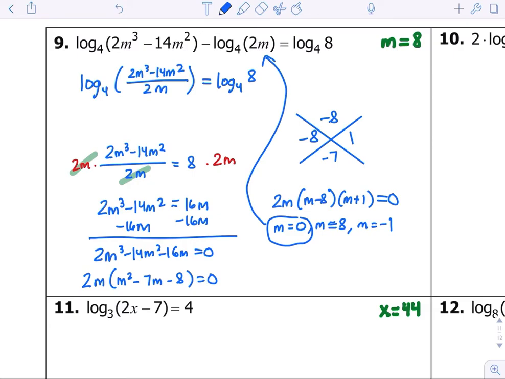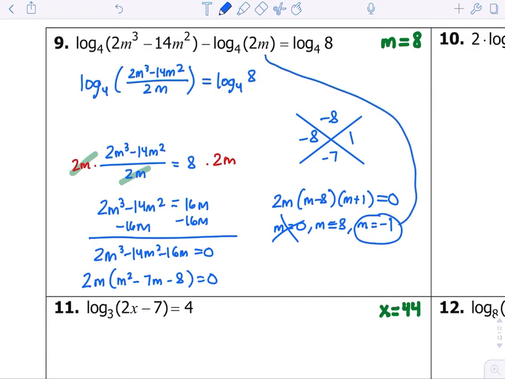You cannot have a 0 or a negative inside the parentheses for log. So this is not going to be an answer. If you plug in this one for this m, you're going to get 2 times negative 1, which is negative 2. So log base 4 of a negative number is not allowed. So that's not an answer.